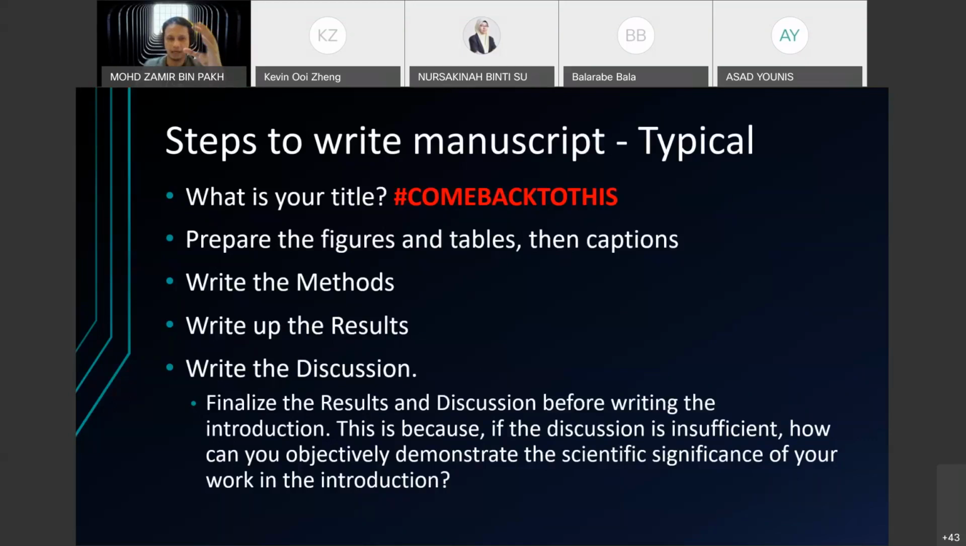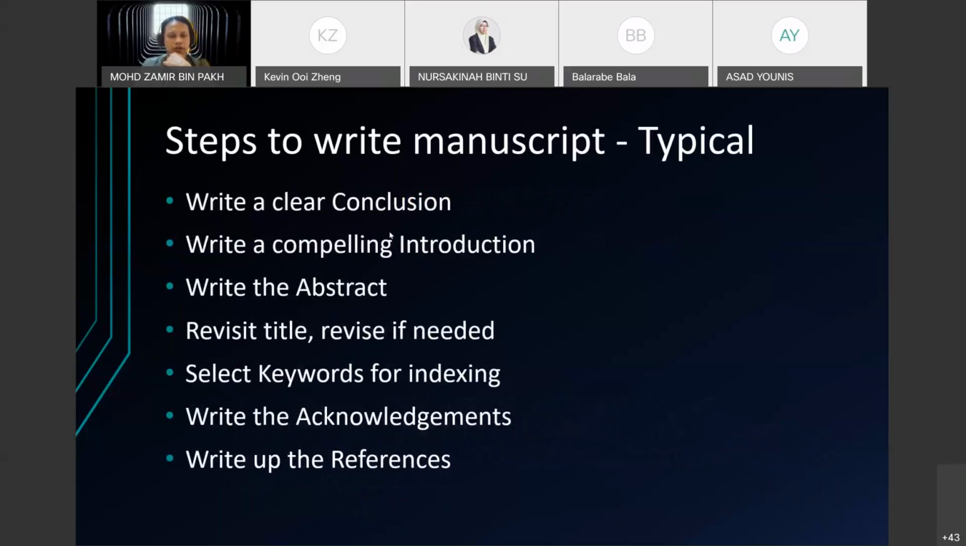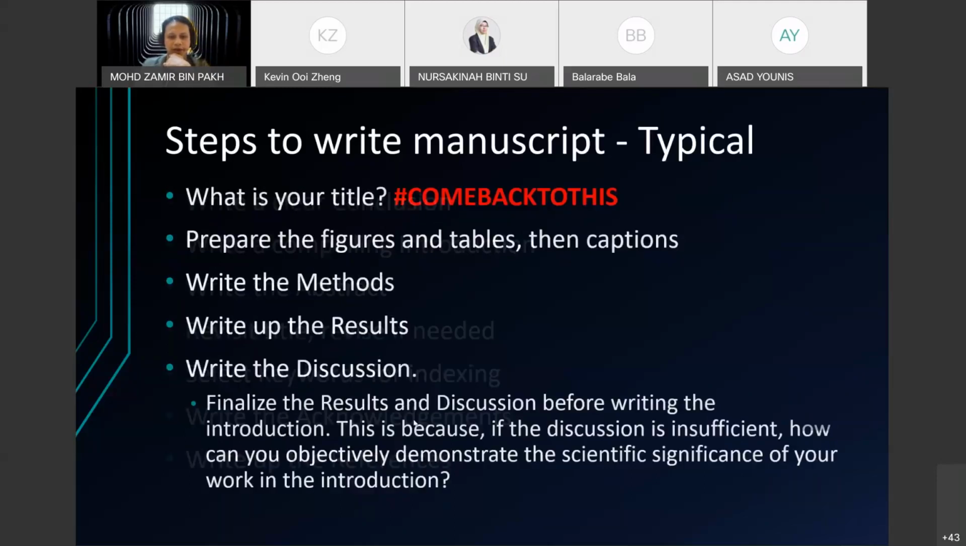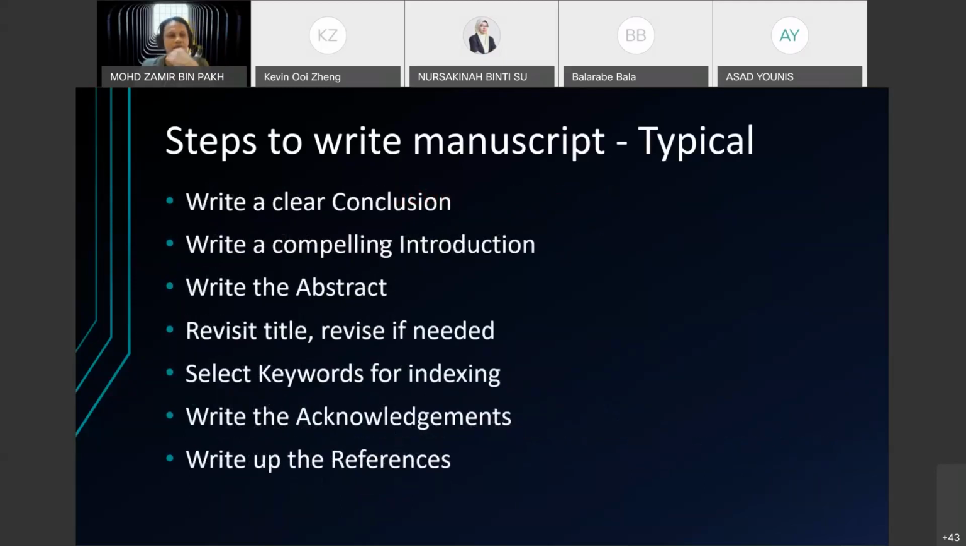Then it's easier. It's okay for you to write it beforehand, but you need to go back to the introduction before you go to the abstract and finalize the paper. So write a clear conclusion, and a compelling introduction. I would go with the conclusion first and then the introduction, because by the time you finish off with your conclusion, the introduction will become a lot easier.